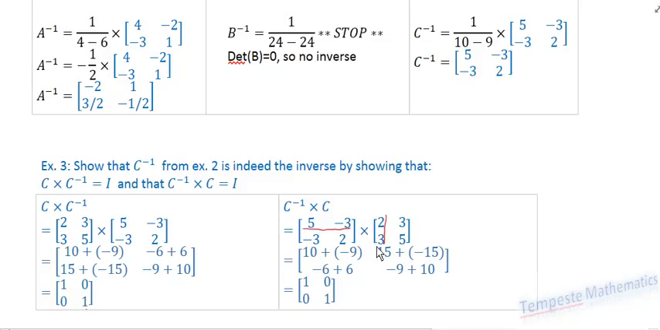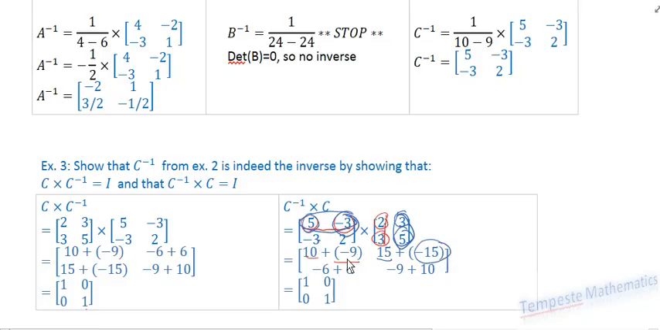So again, where these numbers come from. First row times first column: 5 times 2 is 10, negative 3 times 3 is negative 9. Then we move on to the next, which is first row times second column: 5 times 3 is 15, negative 3 times 5 is negative 15. And then we keep going.